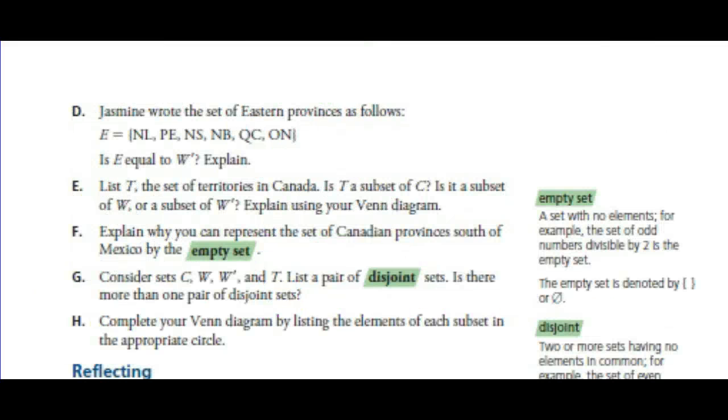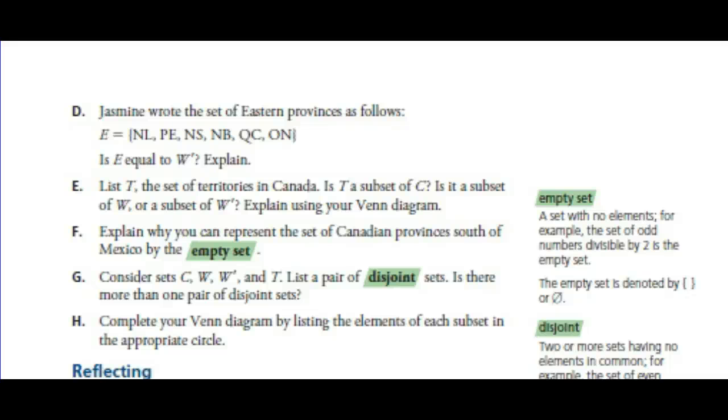Jasmine wrote the set of each province as follows: Newfoundland, PEI, Nova Scotia, New Brunswick, Quebec, and Ontario. Is E equal to W prime? Yeah. Okay. You're either a Western province or territory or you are an Eastern province. You can't be both, right? There's nobody that's defined as both in the East and the West.